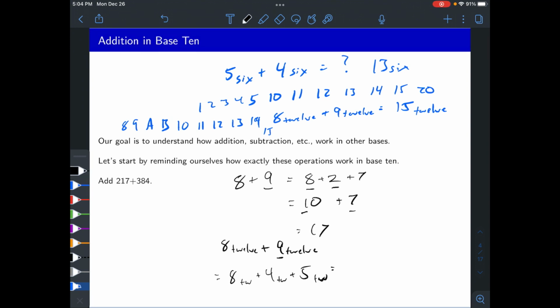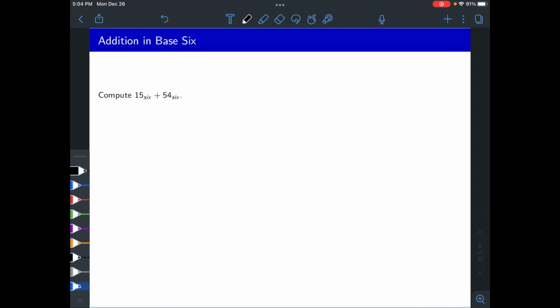Writing TW for 12 here. And then 8 and 4, that adds up to 12, which is 1, 0 base 12 plus 5 base 12. So one group of 12 plus 5 groups of 1 is just 1, 5 base 12, which is what we got before. Okay, cool. That's enough adding single-digit stuff.